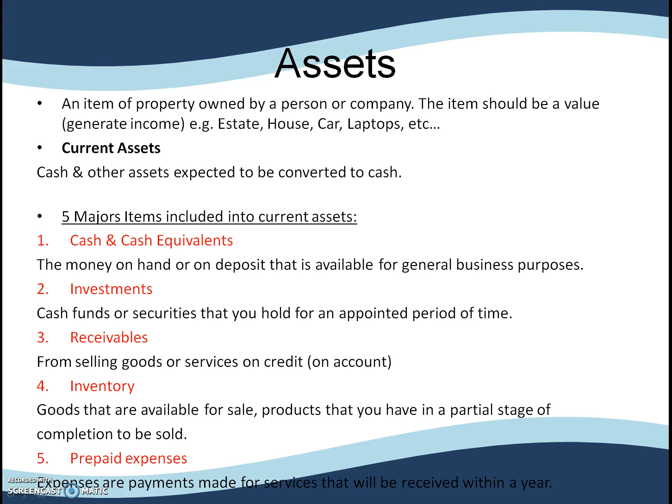And your current assets have 5 major items included in them. The first will be your cash and cash equivalents, the money on hand or on deposit that is available for general business purposes. So your petty cash can be an example, because that's the money you have on hand or on deposit that is available for general business purposes.